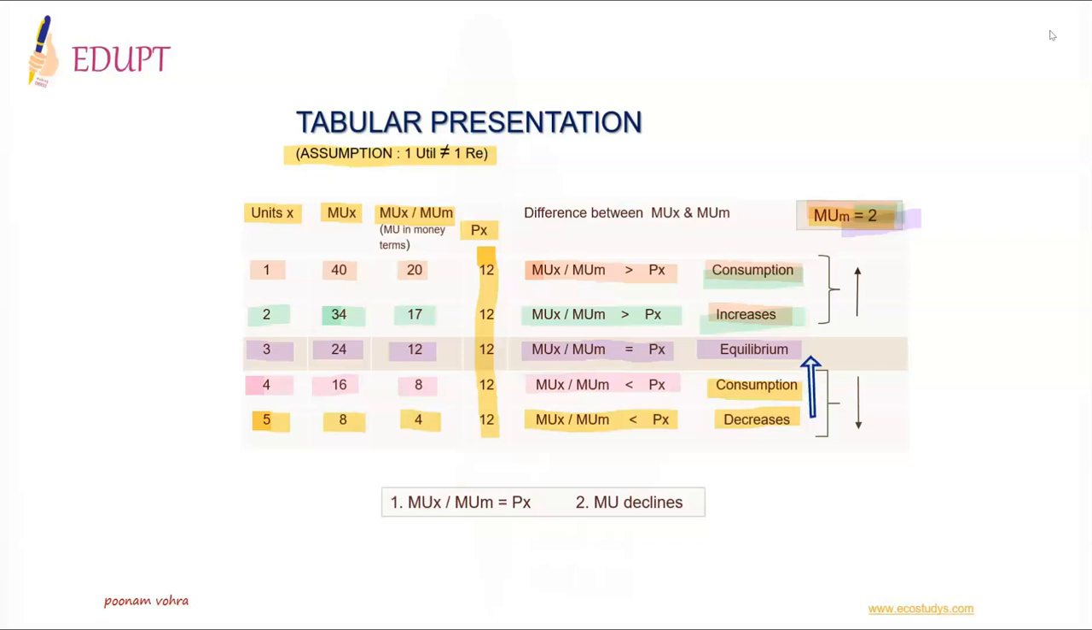Hence, the consumer gets equilibrium only when he consumes 3 units and he finds that the benefit he receives is exactly the same as the cost he has to pay. So both the conditions get satisfied at this point. One, the ratio of marginal utility in utils and in money terms is exactly the same as price of commodity X, and two, by consuming more, marginal utility declines.